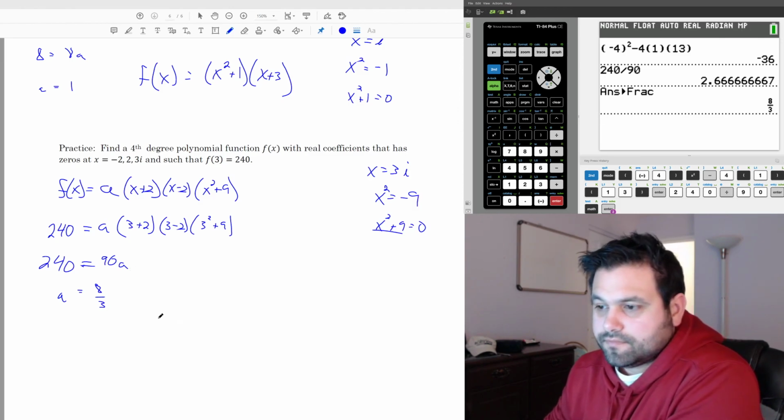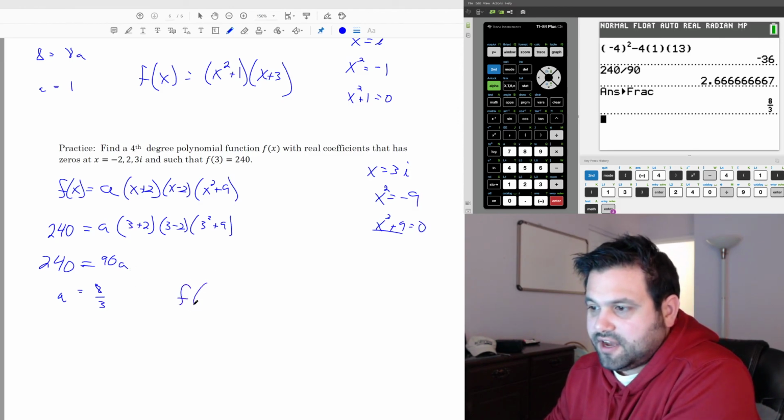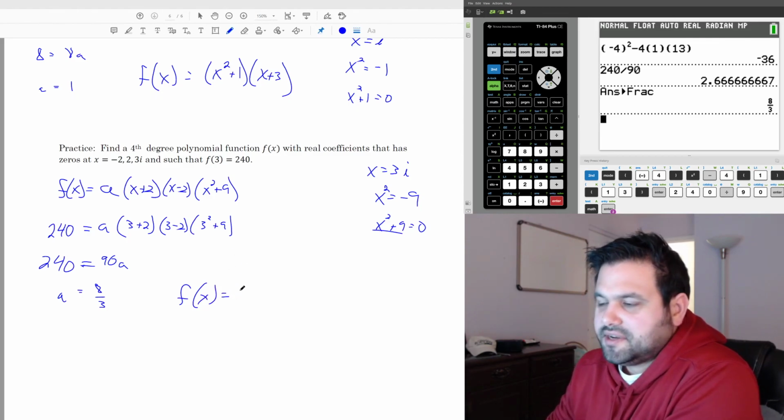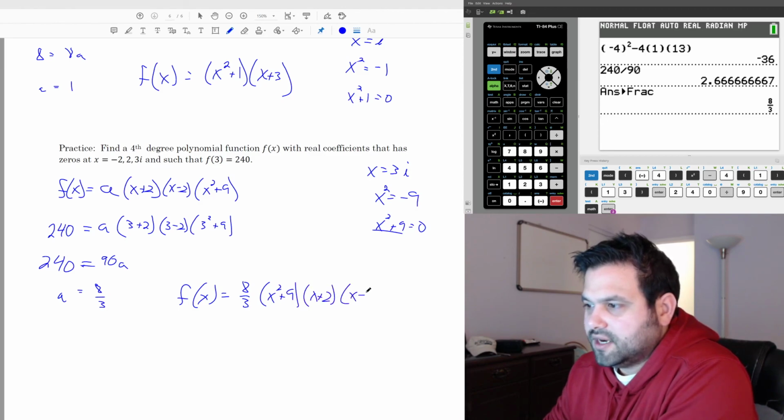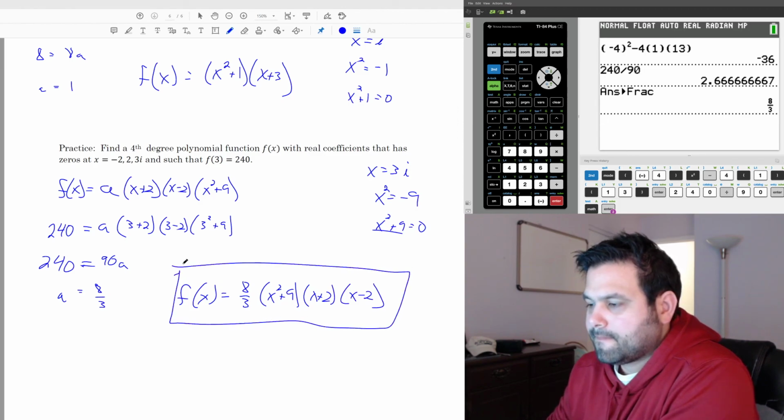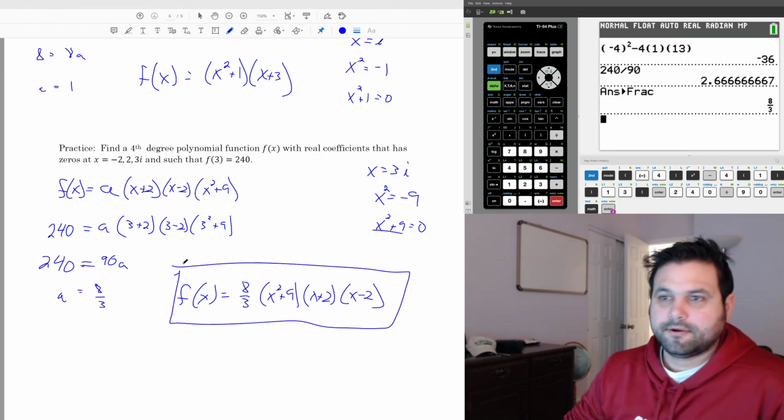So my function f of x equals 8/3 times (x squared plus 9)(x plus 2)(x minus 2). There we go.